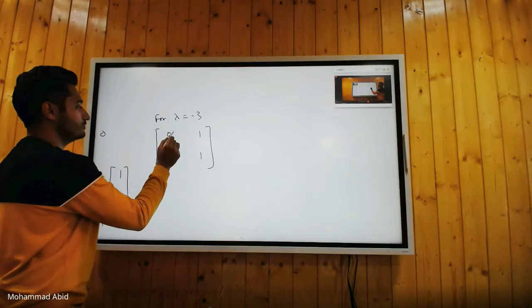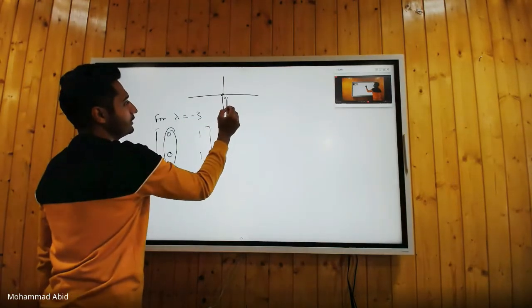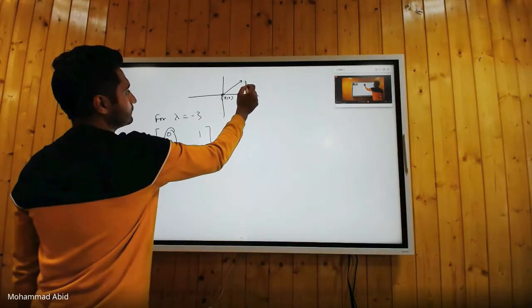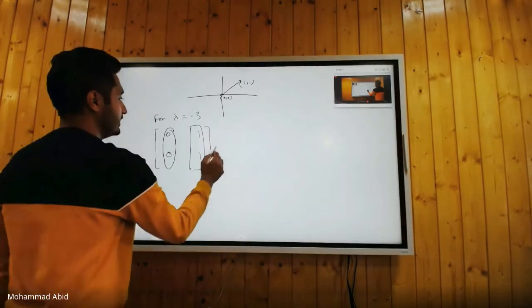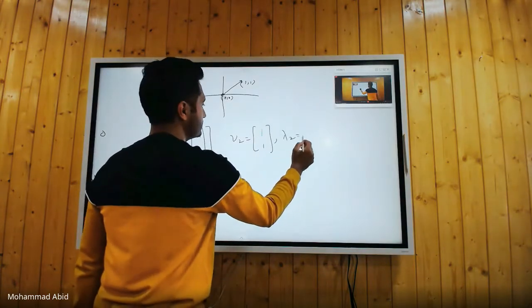See, taking a 0, 0 is a trivial solution. You cannot take 0, 0. 0, 0 is not a direction. You can take 1, 1. That's your eigenvector. So your second eigenvector is 1, 1 corresponding to eigenvalue -3.